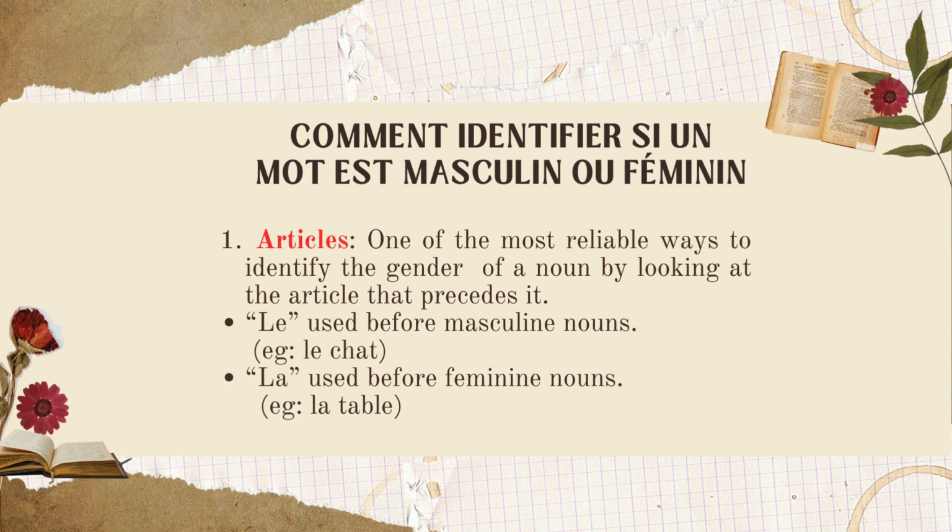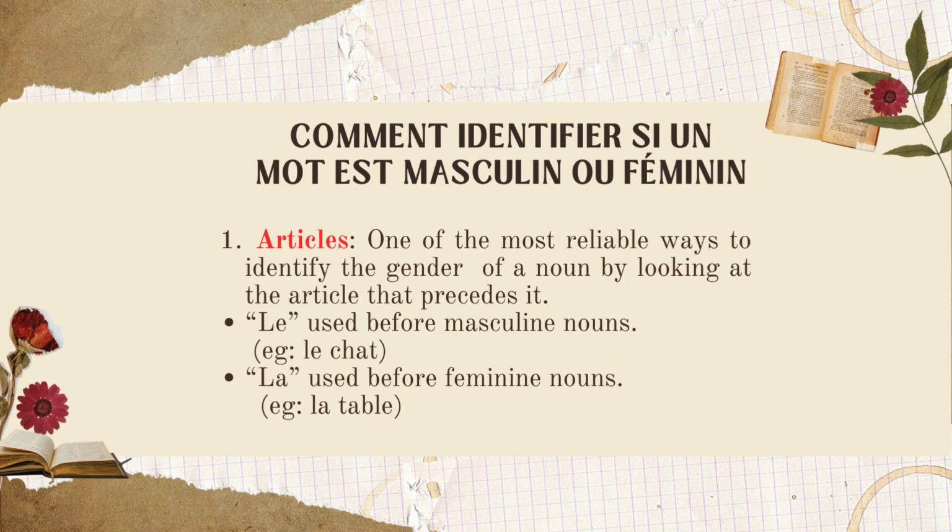So the example, le chat. So now you can understand that cat is masculine. And la table. Table is a table. The table. So here we don't have the table as masculine, we only have the table as feminine.